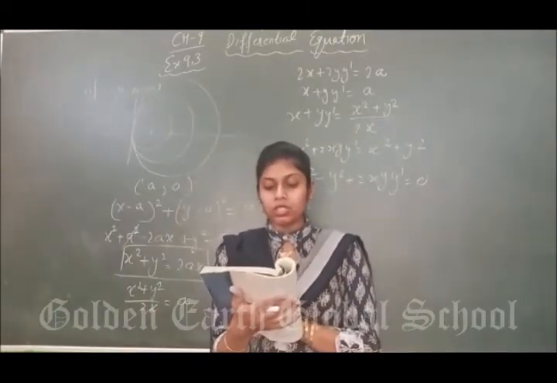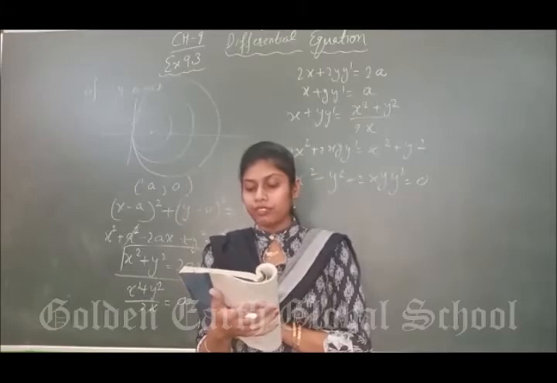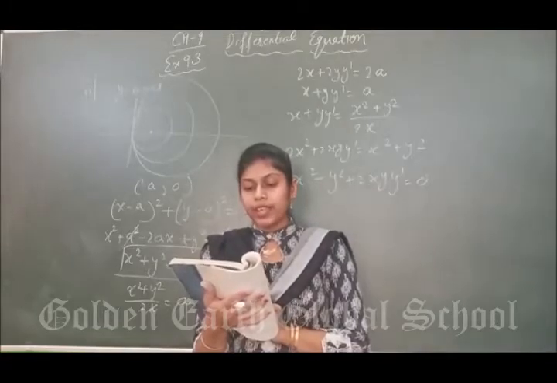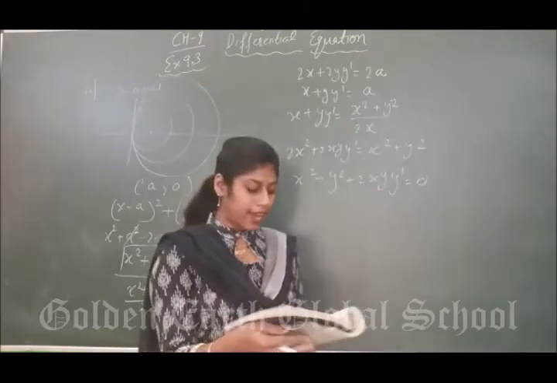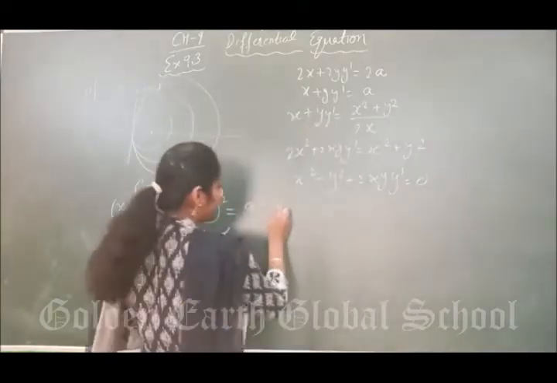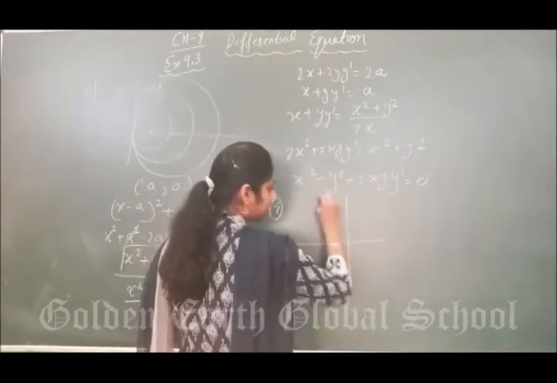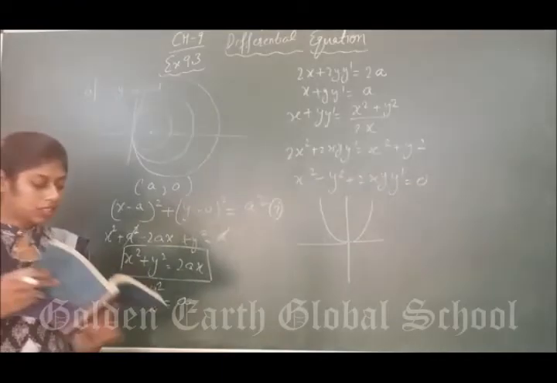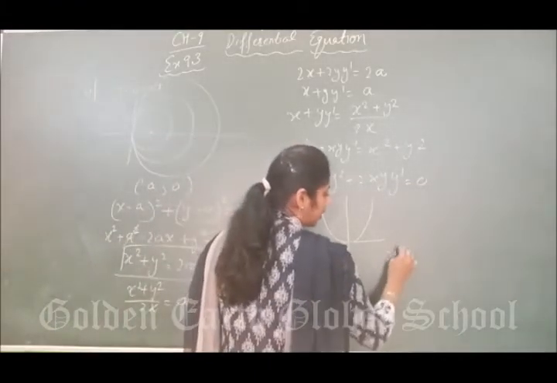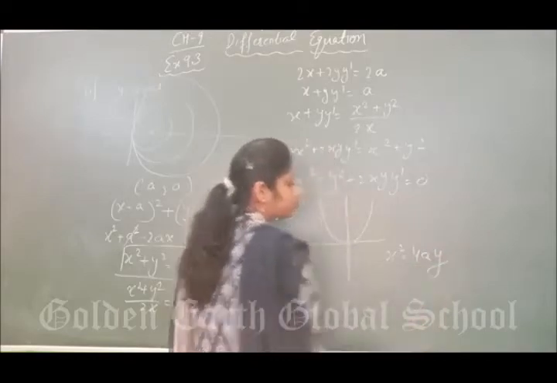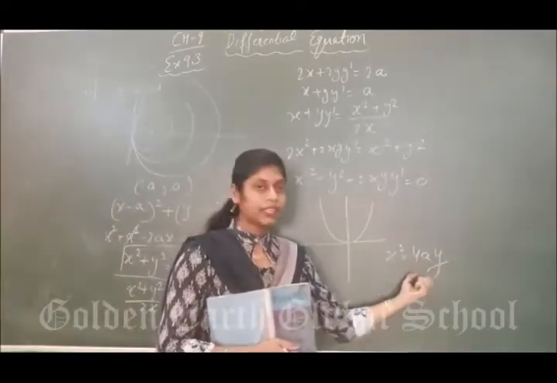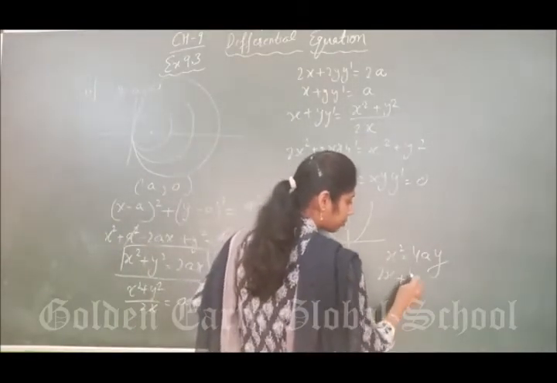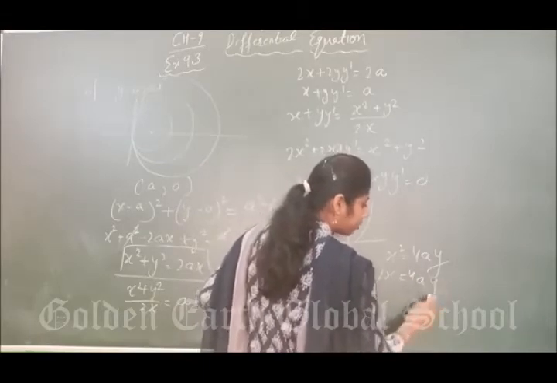Similarly, 7th question. Form the differential equation of the family of parabolas having the vertex at origin and axis along the positive y-axis. Positive y-axis means this type, an upward parabola. What is the general form of the parabola? The general form of the upward parabola is x square equals 4ay. Now again there is one constant, so take its first derivative. Clear? What will be the derivative? 2x equals 4a y dash.